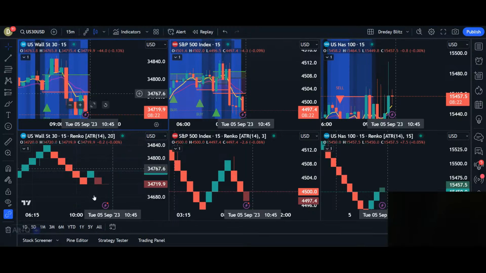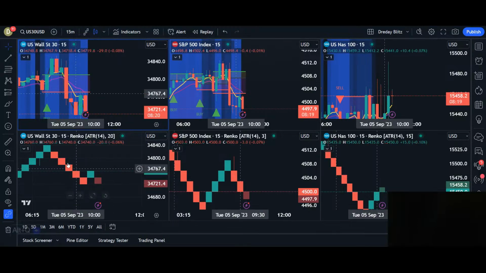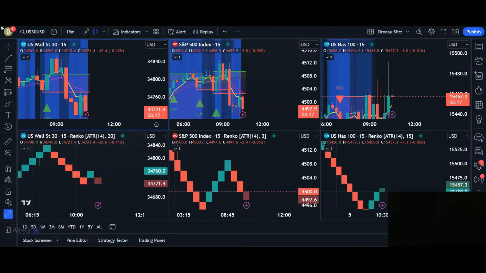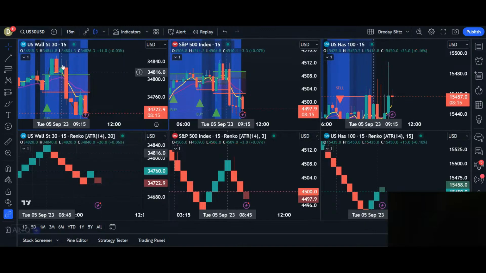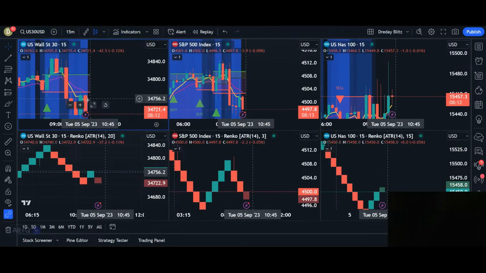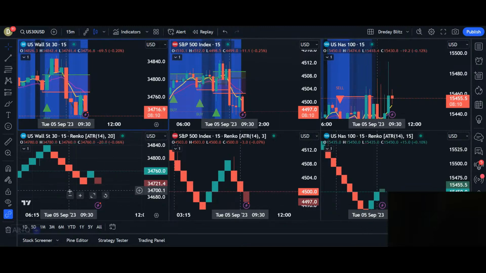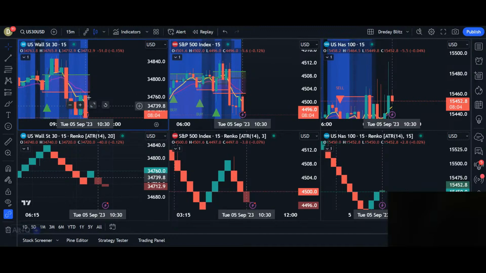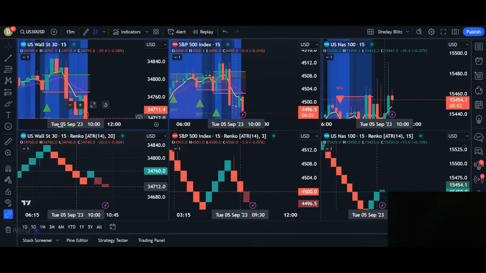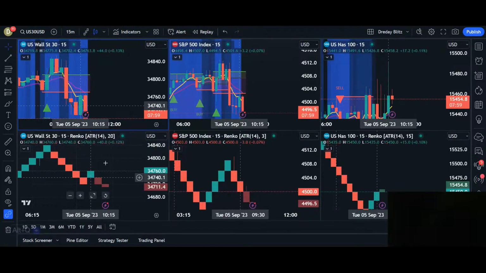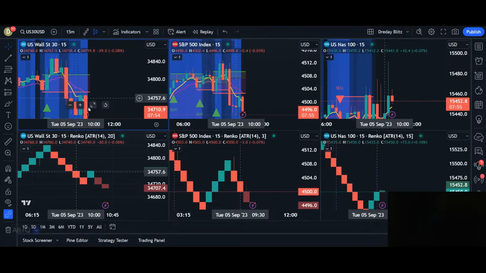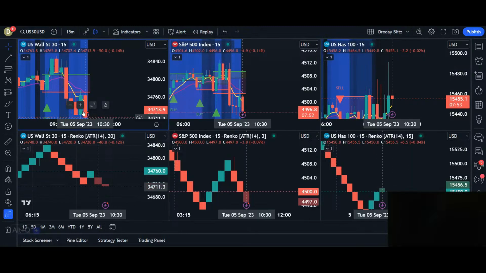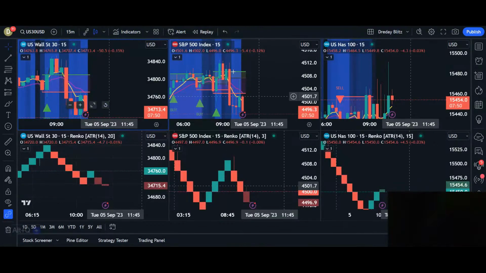So let's say that you were in that trade on US 30 at the start of the session. You would have entered at 9:30, and based on the way that I exit the trade, I would be out currently. The reason is that I'm seeing a reversal here, and I would already be in a good profit, so I would have closed my trade currently.